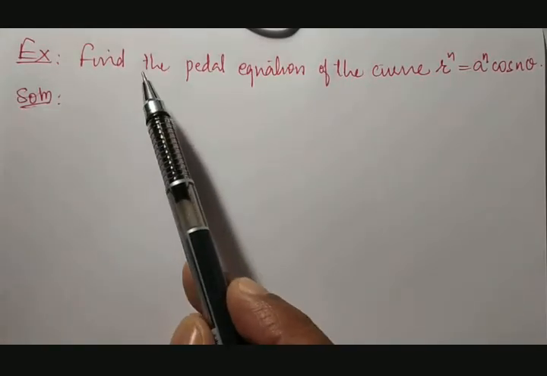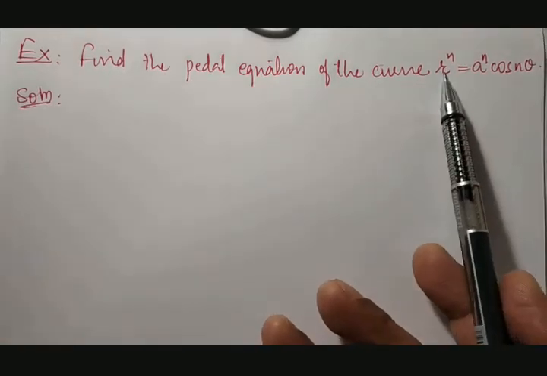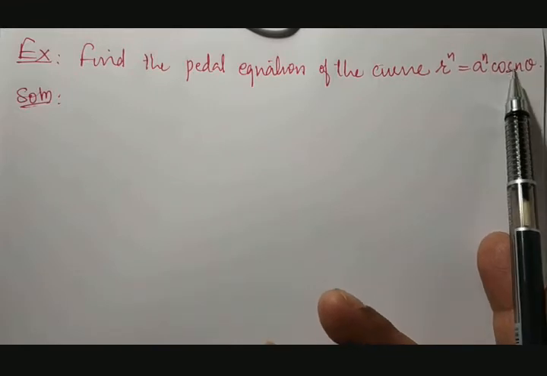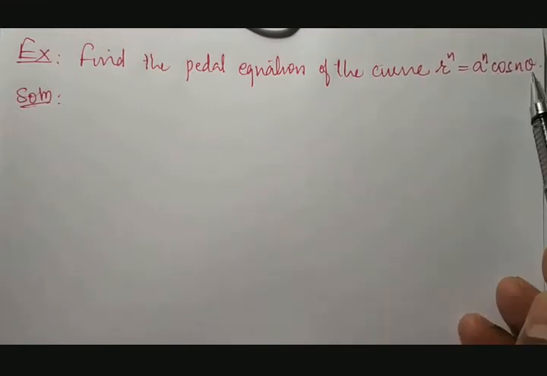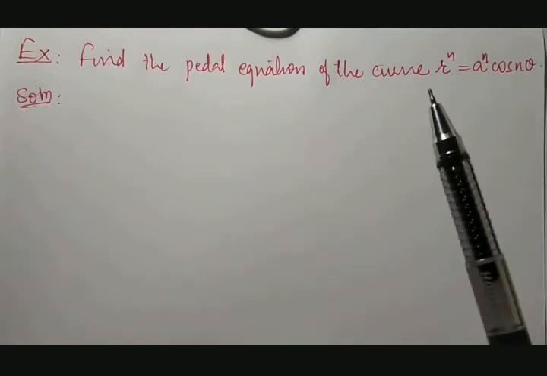Let us use this equation. Example: find the pedal equation of the curve r^n = a^n cos nθ. Since it is a polar equation, let me recall what to do.